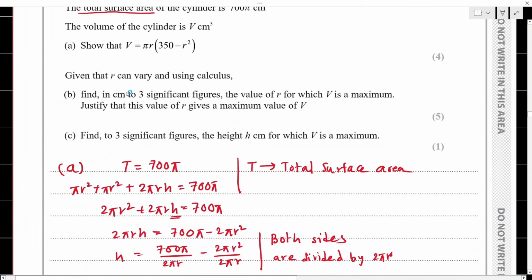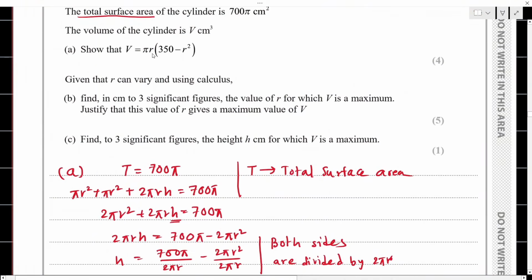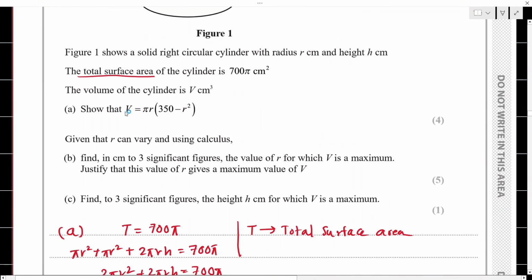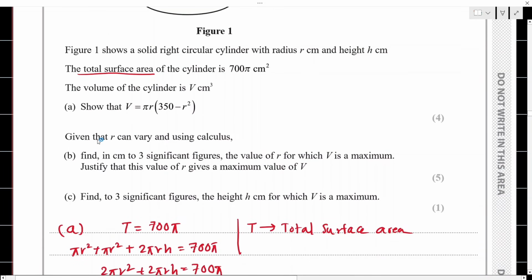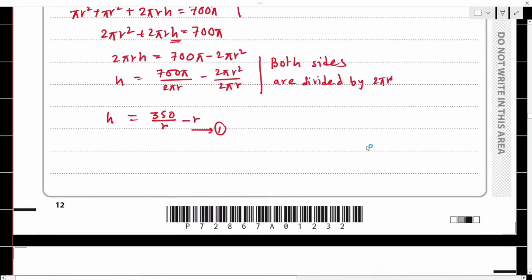For our part B, it is given that r can vary. So it is said that the radius of our cylinder can vary. From this expression, we can see that if our radius varies, our volume will also vary, because volume is dependent on our value of r. Now in part B, we have to use calculus to find the value of r for which V is maximum.